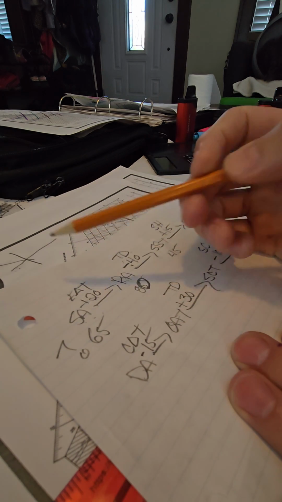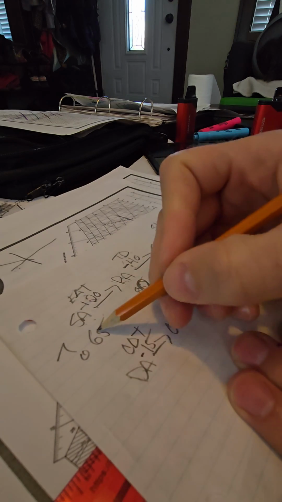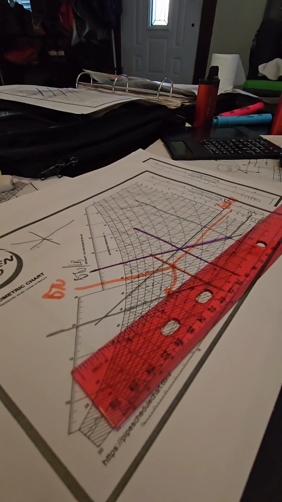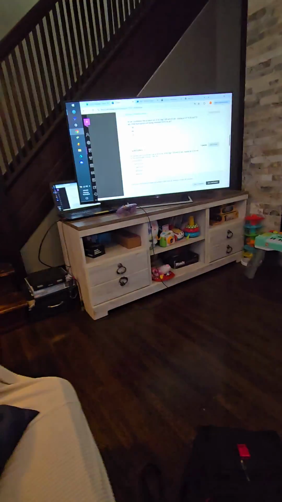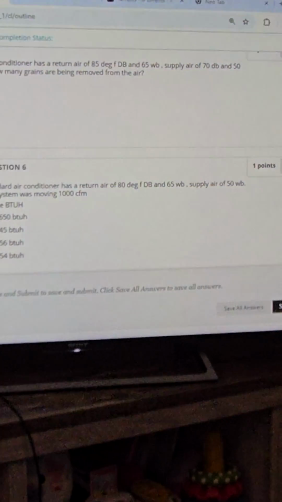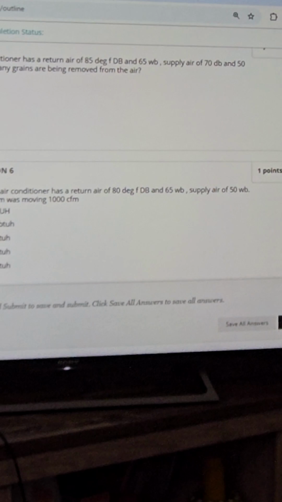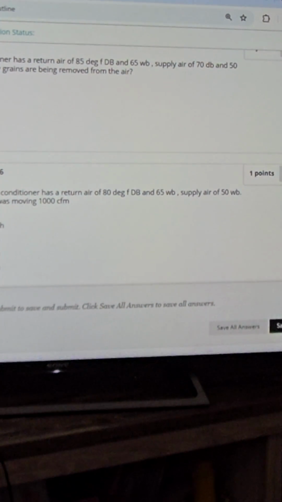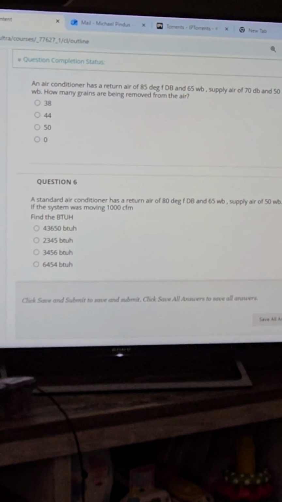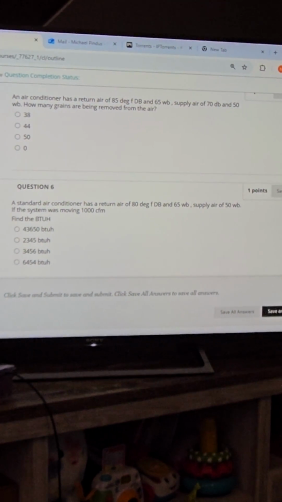How do we get our supply air dry temperature? 80 minus 20 equals 60, right? So in the question, all it gives us is our return air of 80 dry bulb and 65 wet bulb, and then a supply air of 50 wet bulb, and that's it, right? But because it's design conditions, we know that supply air is 60.